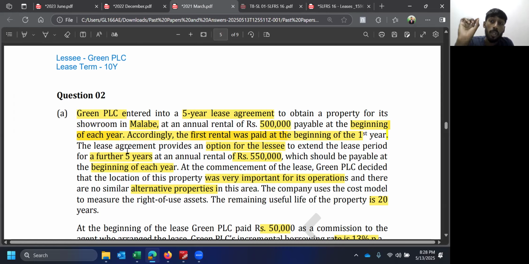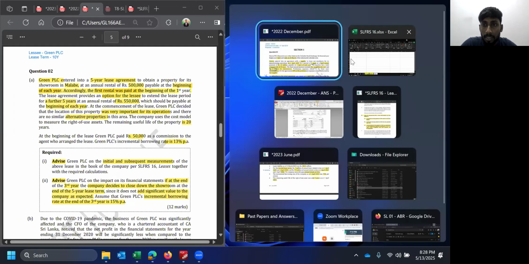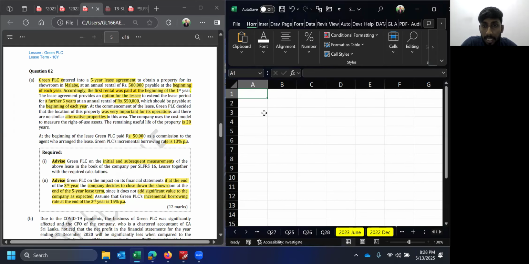So, in this question, it is vital to mention that, as you will be allocated marks. The rest is as usual. So let's address the first question, initial and subsequent measurements. Very easy. Let's build up the answer.